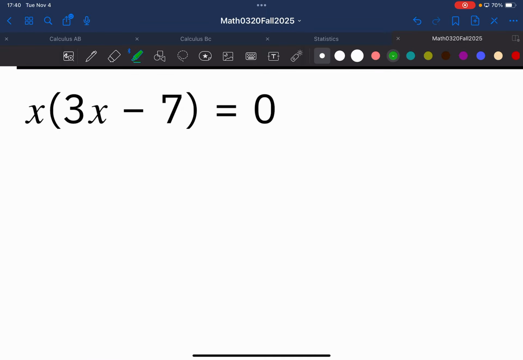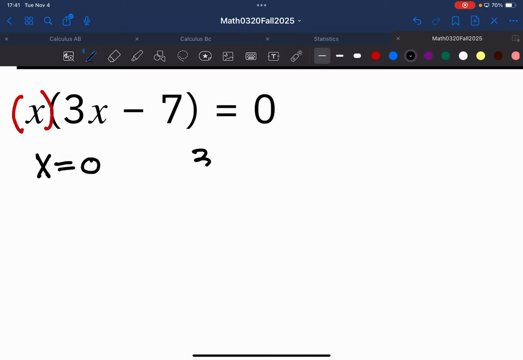Okay, now looking at this example, notice that we no longer have 2 parentheses. We just have an x outside of there. When you see this, I want you to draw parentheses around that x, because we're still going to use the zero product rule that states one of these has to equal 0. Which means we're still setting each of the parentheses equal to 0. So this is x equals 0 and 3x minus 7 equals 0.